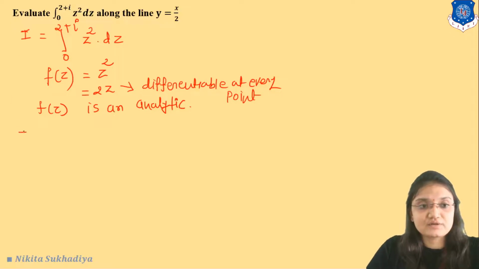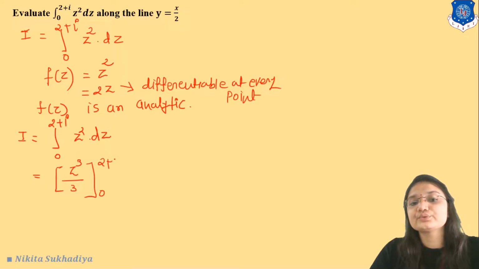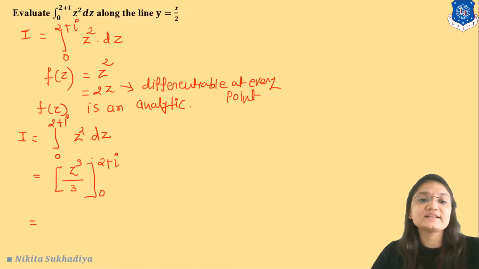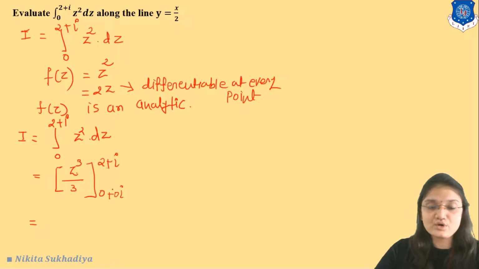So here we have integration from 0 to 2 plus i of z square into dz. Here function f of z is an analytic function, so we can directly integrate it. What is the integration of z square? That will become z cube by 3 with limit from 0 to 2 plus i. By putting the upper limit in place of z, you can clearly see that the function is in the form of z, and our limit is also in the form of x plus iy. What is the meaning of 0? That is 0 plus 0 i.